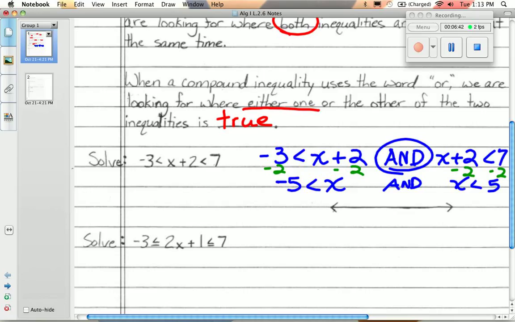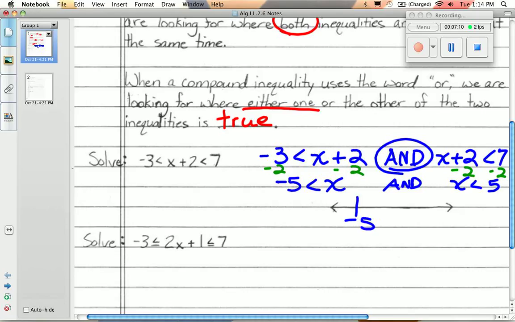How about 5? Is 5 included? No, because it's not equal to. So the numbers you can use are negative 4, negative 3, negative 2, negative 1, 0, 1, 2, 3, 4. How about anything in between, like the fractions and decimals? Yeah. Can it include negative 5? No. Can it include positive 5? Nope. But anything in between. Okay, let's graph that.